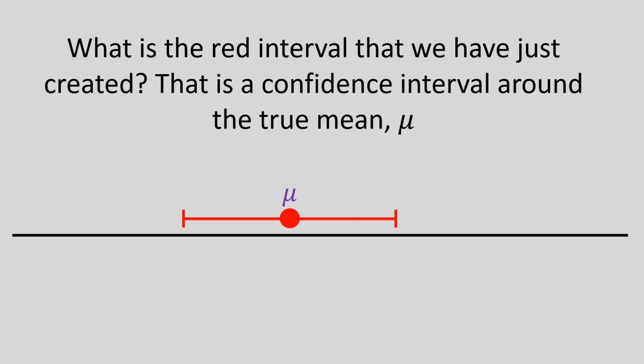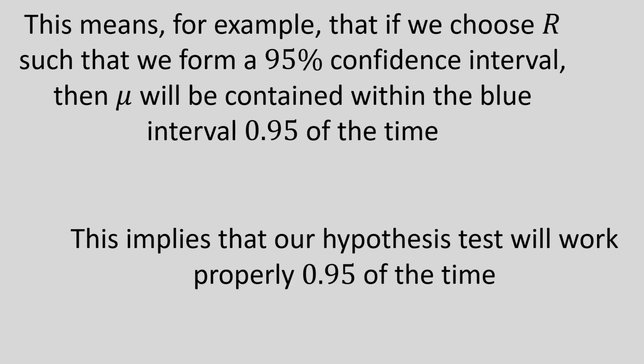So what is this red interval that we just created? That is a confidence interval around the true mean mu. This means, for example, that if we choose r such that we form a 95% confidence interval, then mu will be contained within the blue interval 95% of the time. This implies that our hypothesis test will work properly 95% of the time.